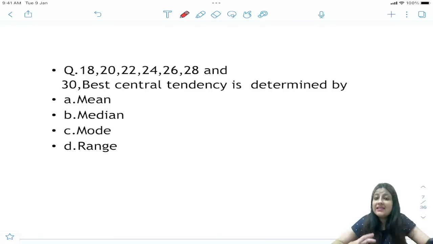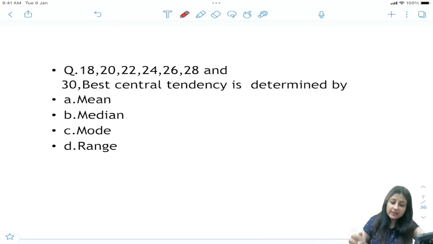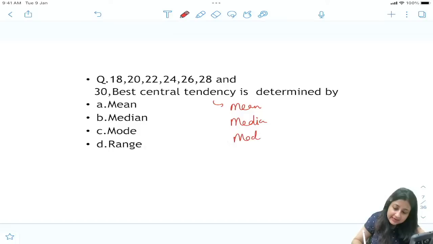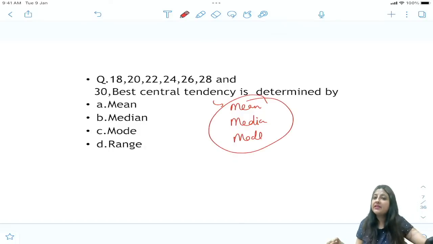Do you actually have to understand this before saying that it is mean or median? Or why is it not mean? Why is it not median? What is the correct answer? We need to understand. Before I go to this question, measures of central tendency can be mean, median or mode. These are the three measures of central tendency.